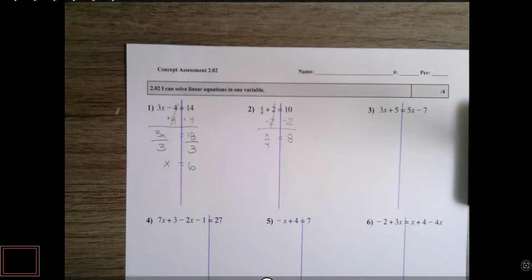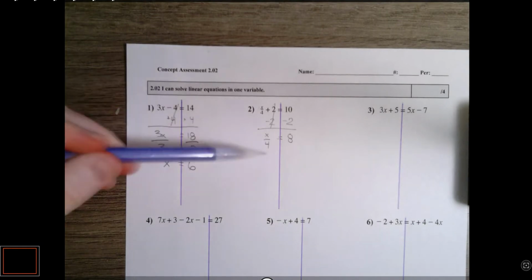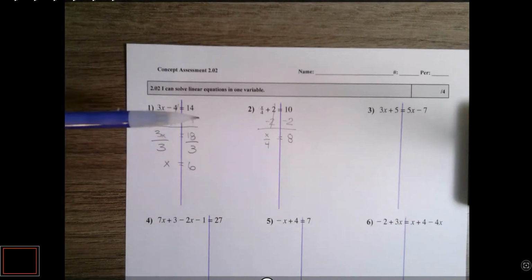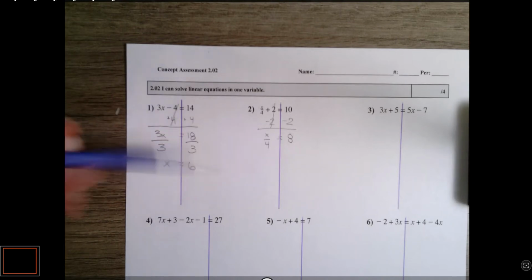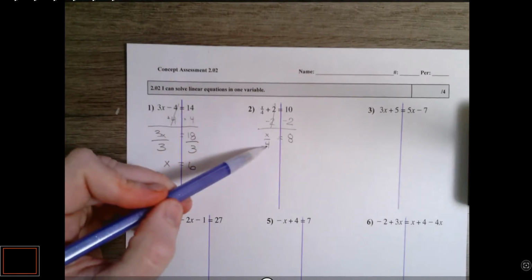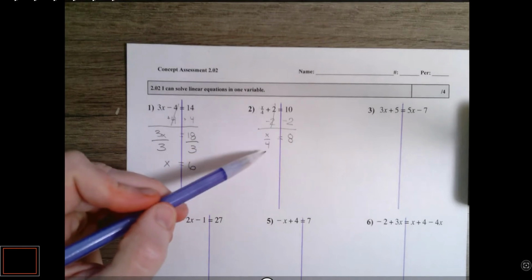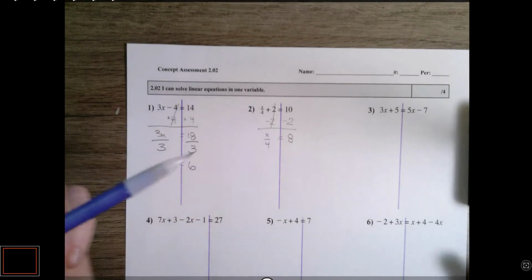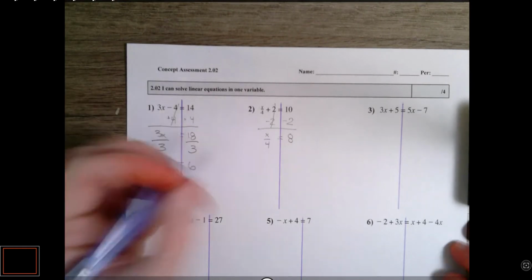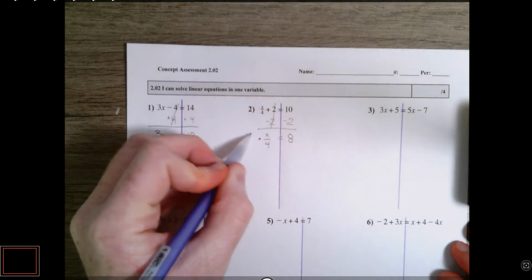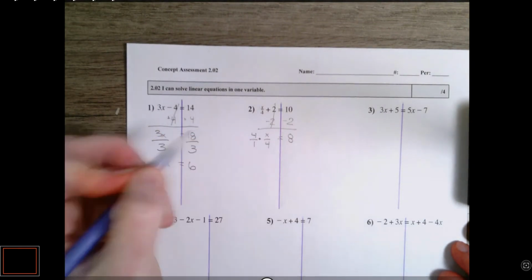I'm going to bet half of the class would look at this and say, oh, it's 2. Well, 2/4 is not equal to 8. This is x divided by 4 is 8. So some number divided by 4 is 8. And that's 32. If you don't know that, we're going to go ahead and multiply by 4 over 1.